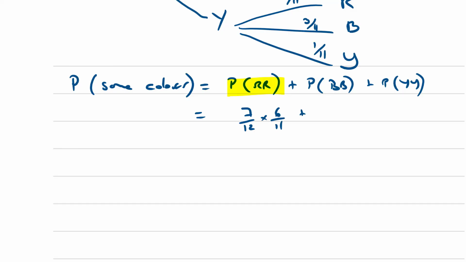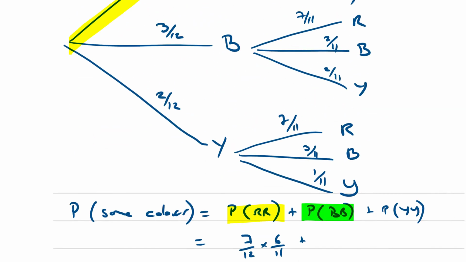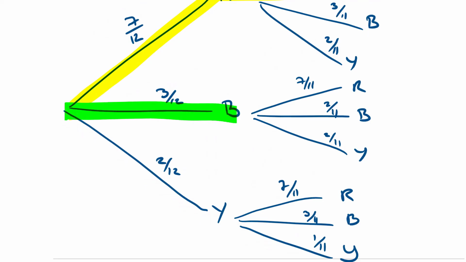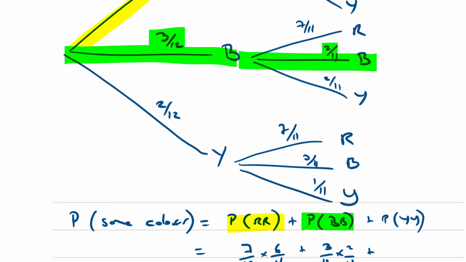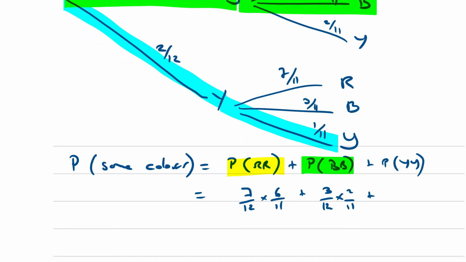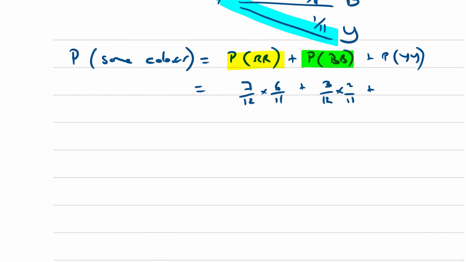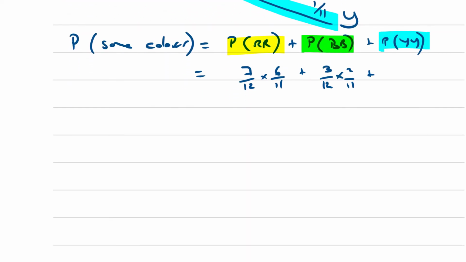Now plus our second way of doing it would be blue blue, which is blue followed by blue, which is 3/12 times 2/11. And then finally 2 yellows, yellow followed by yellow, so 2/12 and 1/11. So the probability of yellow yellow is 2/12 times 1/11.